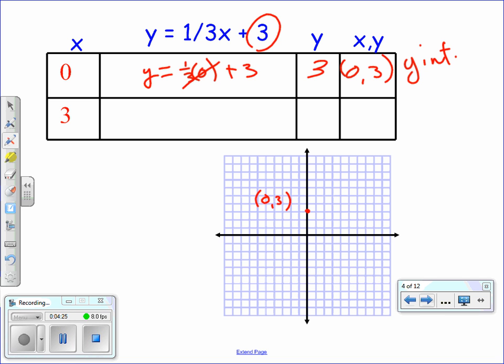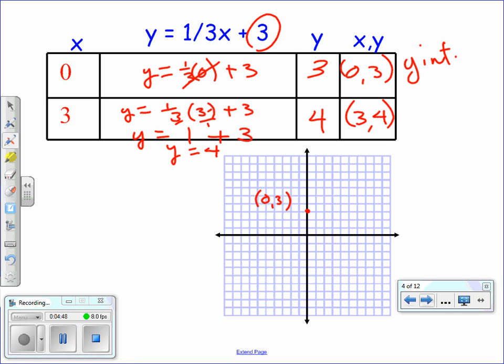All right, let's plot the other point. y equals 1/3 times 3 plus 3. What's 1/3 times 3, guys? 3 over 1 is 1, plus 3. So y equals 4. When x is 3, y is 4. So we have another point. We plot this over 3, up 4. Here's our next point, (3, 4).